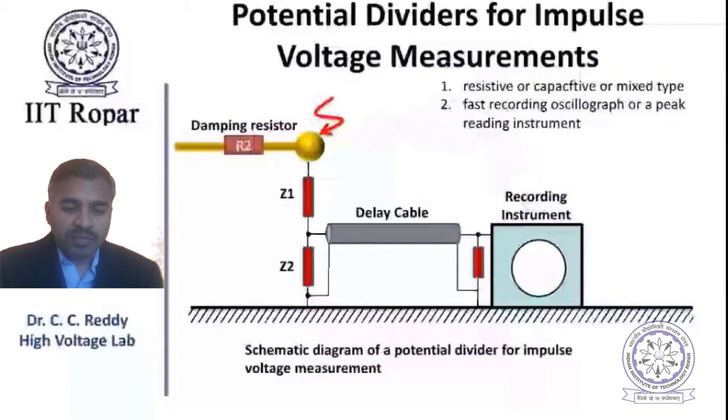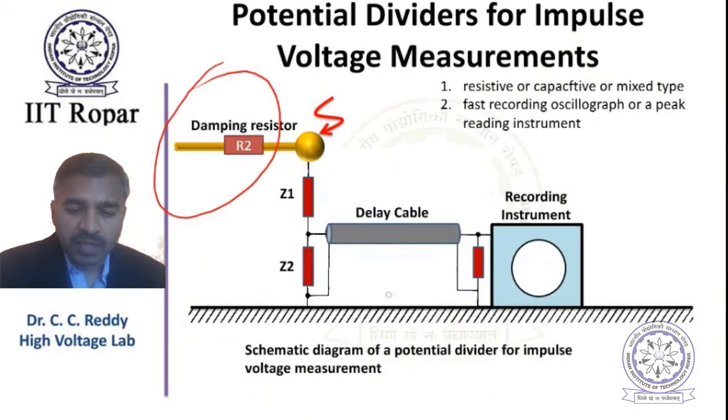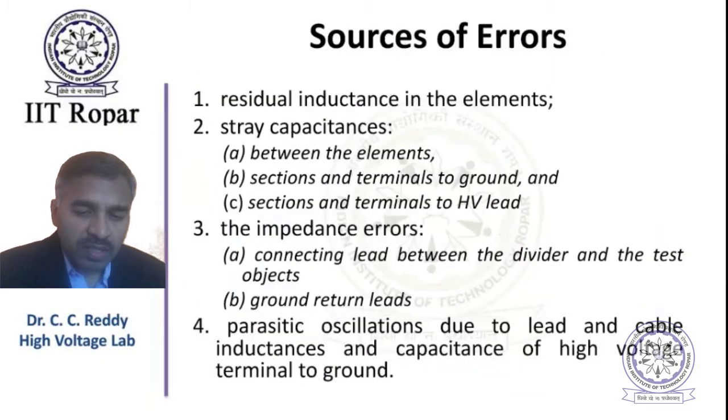So this is the basic schematic diagram of a potential divider for impulse voltage measurements. Again, here you can see it starts from the damping resistor. Different types of dividers are used, which we will cover soon. Sources of errors were discussed: the stray capacitances, impedance error, and parasitic oscillations were introduced.